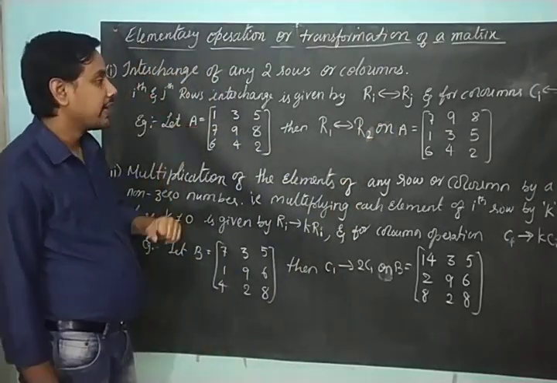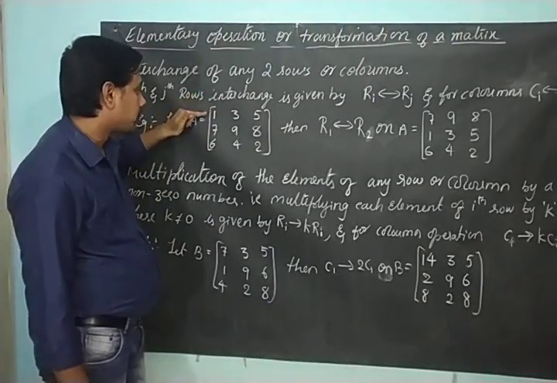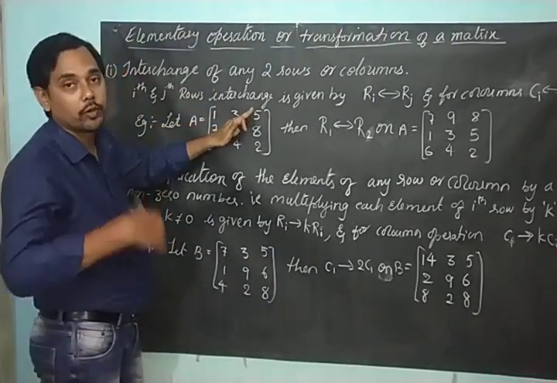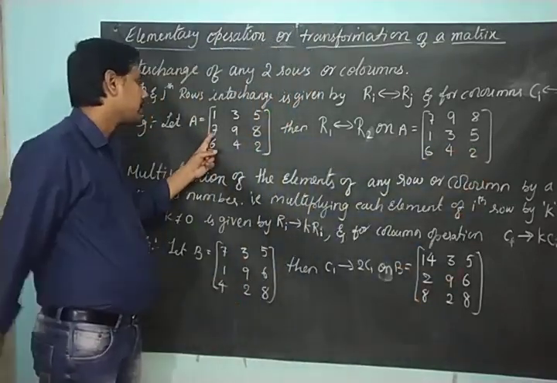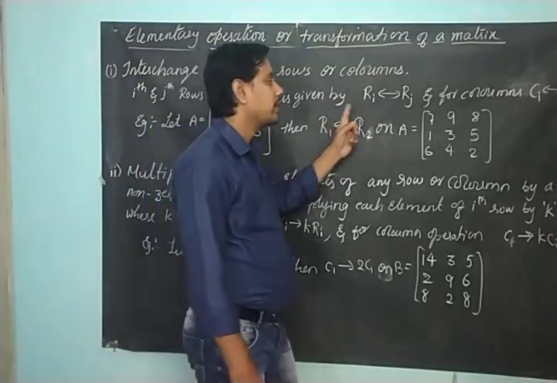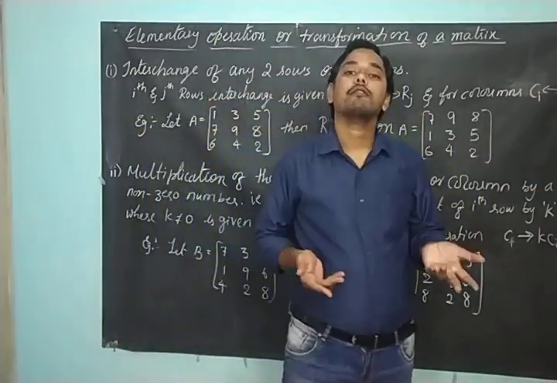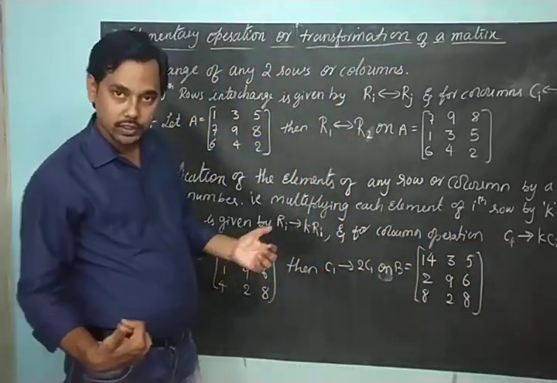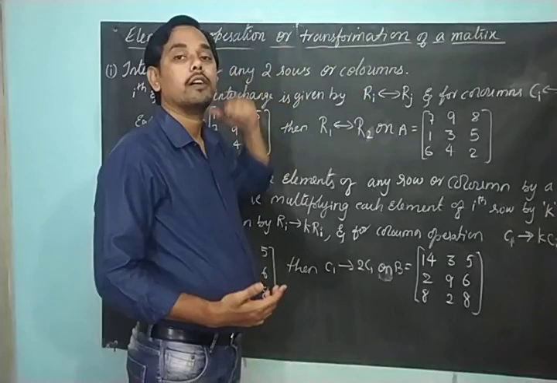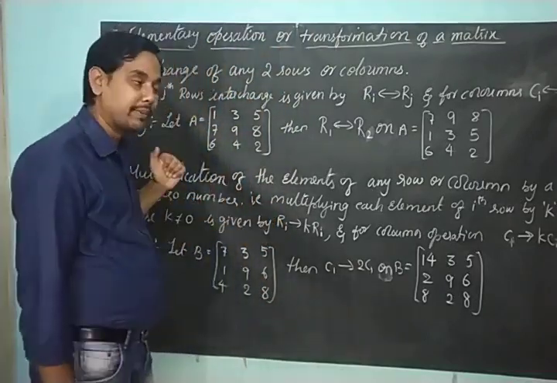Then what happens to A? The first row and second row will be interchanged. What is the first row here? 1 3 5. That should go to the second row. What is the second row here? 7 9 8. So that will be in the first row. So the first row becomes the second row and the second row becomes the first row. If it is for R1 and R3, then the first row goes to the third row and the third row goes to the first row. Is that clear? This is how the transformation works.